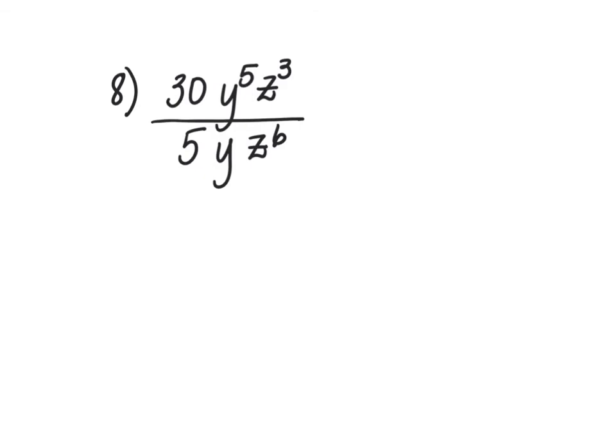Number 8, we have 30 y to the 5th, z to the 3rd, divided by 5 y z to the 6th. So in this particular expression, we've got coefficients, we've got bases of y's, and we've got bases of z's. So let's just take each one separately. 30 over 5. Well, the nice thing is that 5 goes into 30 evenly. So I'm just going to do that division problem. 30 divided by 5 is 6, and it's a whole number, so it sits in the numerator.